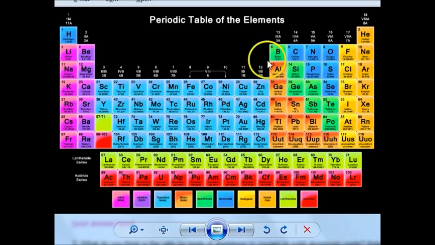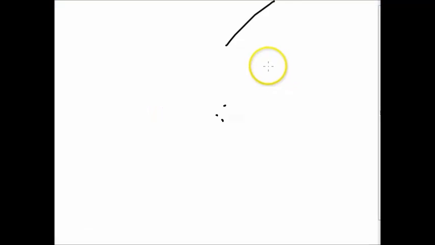There's the aluminum atom. You'll see that it's in group 3A, or group 13. That indicates that aluminum has 3 electrons in its outer shell. In other words, 3 valence electrons. So let me draw that out for you. Here we have aluminum and 3 valence electrons. 1, 2, 3.